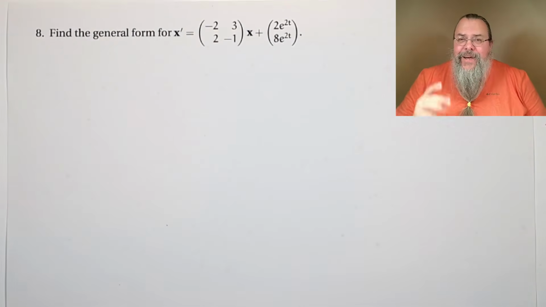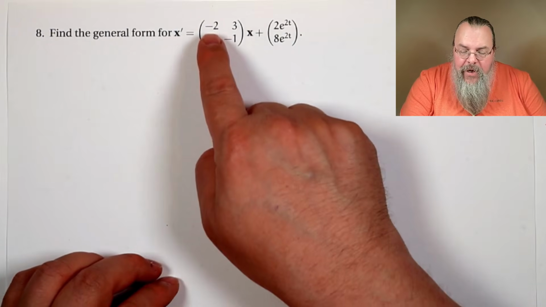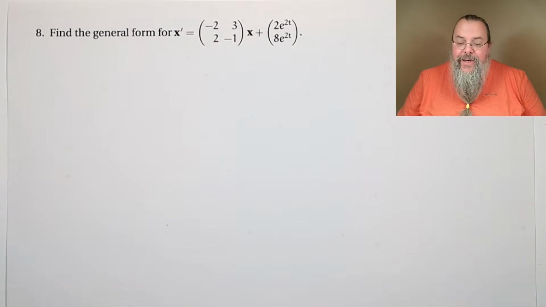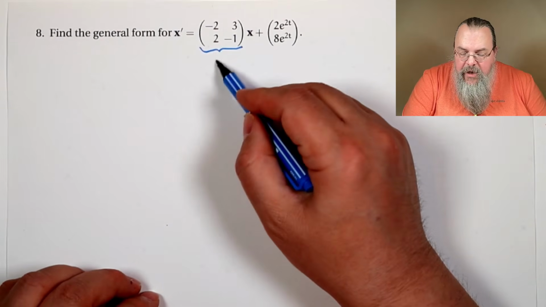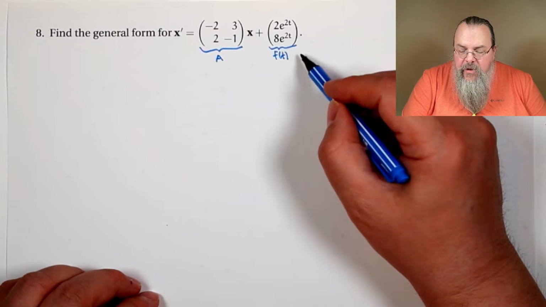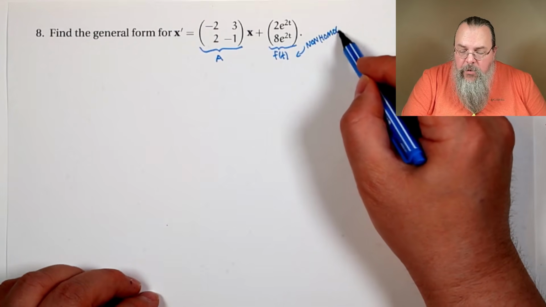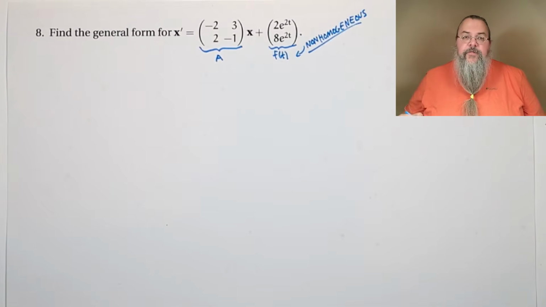Number 8. Find the general form for x prime is [-2, 3; 2, -1] x plus [2e^(2t), 8e^(2t)]. All right, well, good. So we have our x prime equals Ax. So here's our A. And then we have an f of t. So this is a non-homogeneous. All right, okay, well, no problem. We can handle that. We are not intimidated by non-homogeneous problems.